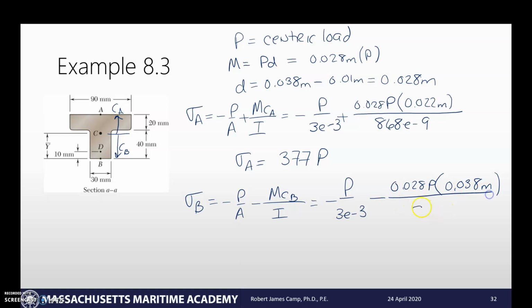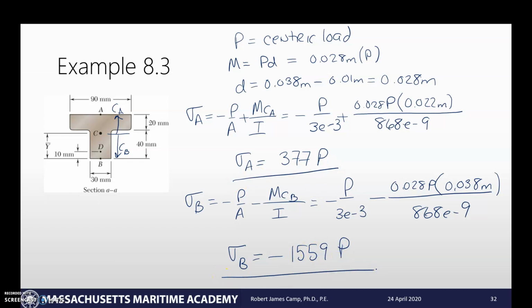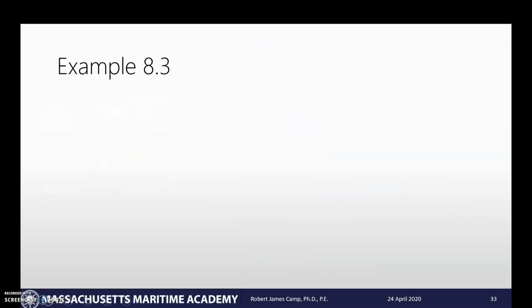Then we divide that by 868e to the negative ninth, and so our stress at B is going to be negative 1559 times P. So those are our intermediary points. We've set up P, so now we'll evaluate them at our critical loads.